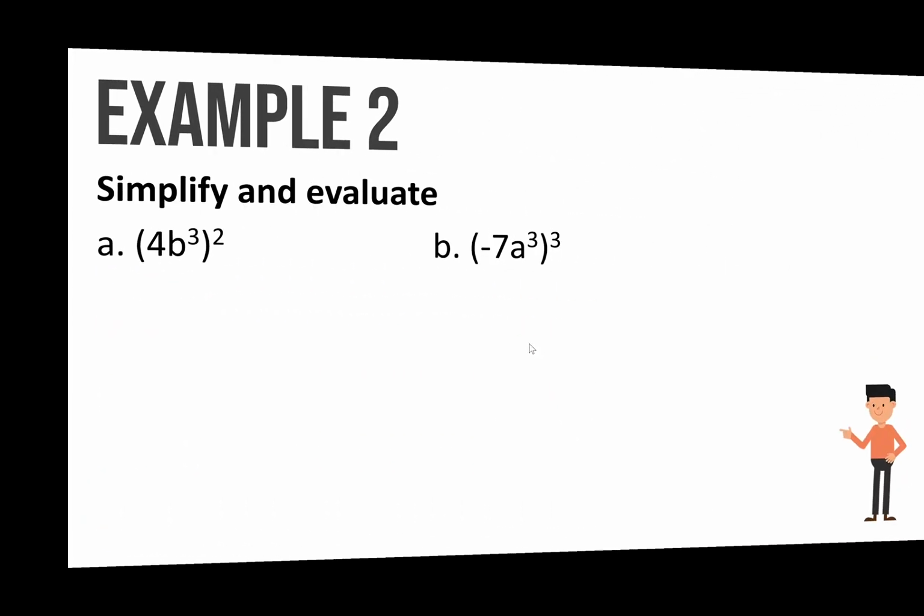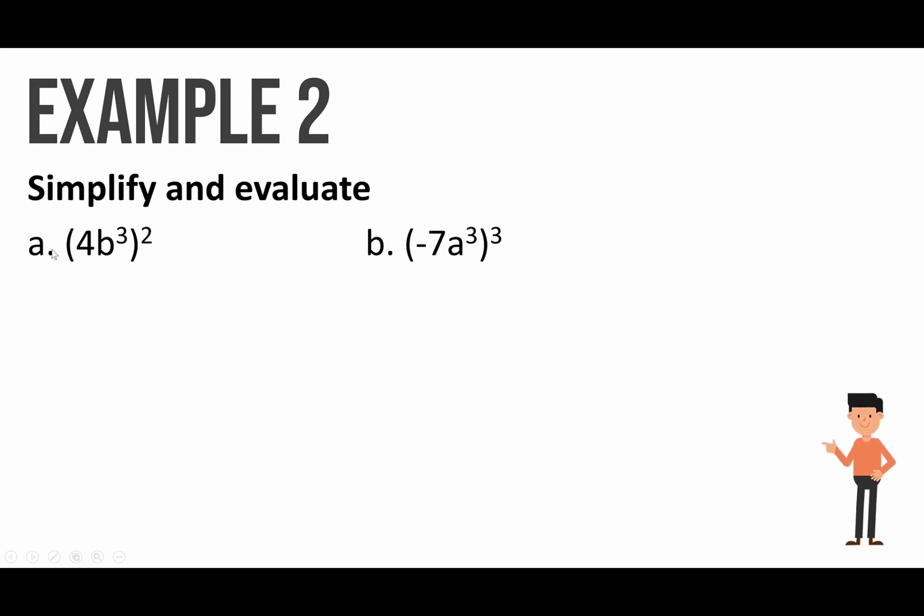Okay, easy. Now let's take a look at letter A here, for example number 2. You have 4b to the 3rd power to the 2nd power. Okay, remember, when in doubt, expand it out. What does this really mean? You're saying 4b to the 3rd times 4b to the 3rd. So we're going to kind of combine all the like terms in a sense. 4 times 4, that's going to give you 16. And then you have b times b times b times b times b times b. That's going to give you b to the 6th power. Okay, b to the 6th power.